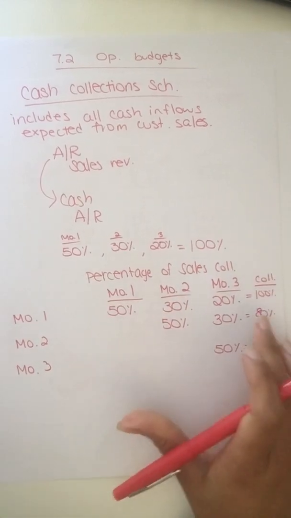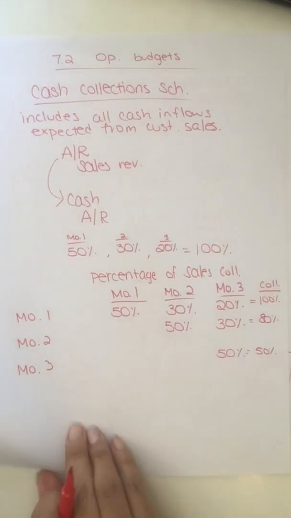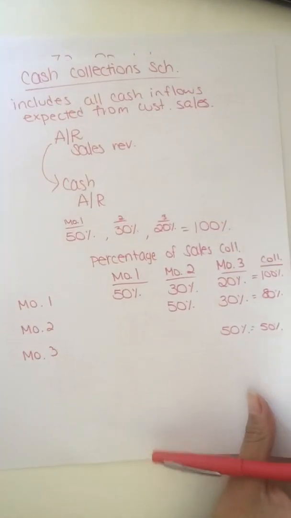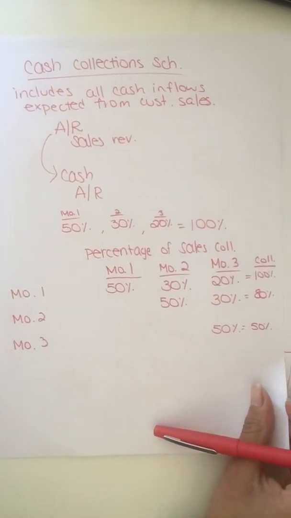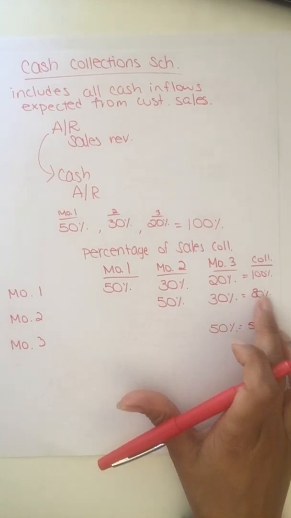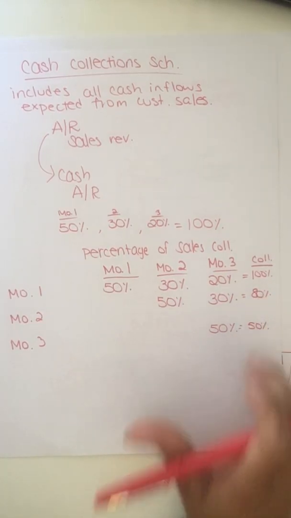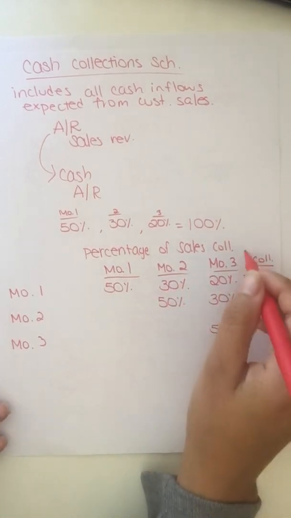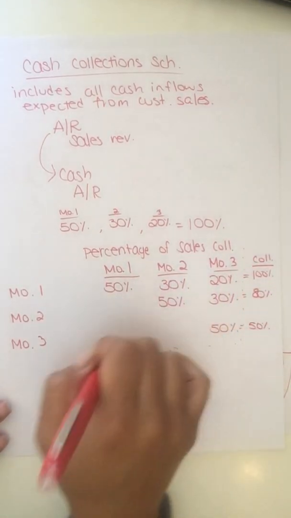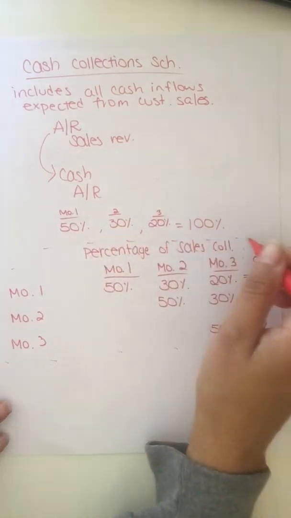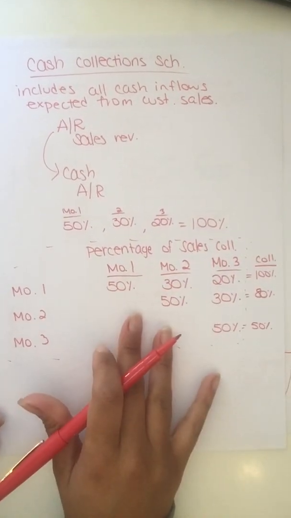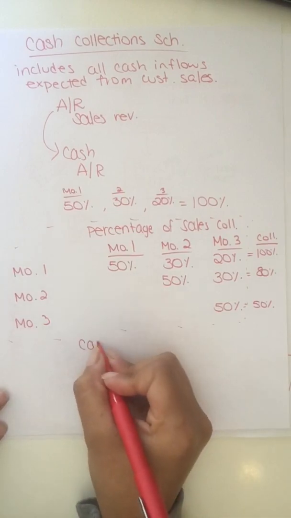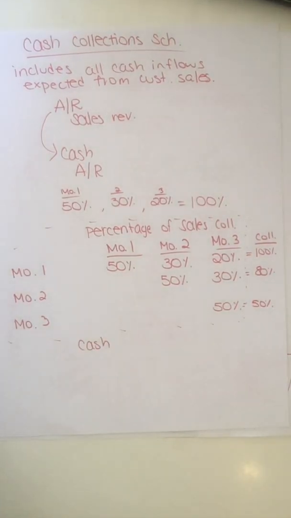Interestingly, this schedule works nicely with the budgeted balance sheet, because anything we haven't collected is still going to be accounts receivable. So we would still have 20% accounts receivable here, and 50% accounts receivable here. But for our cash collections schedule, we're just going to focus on what we are collecting. Right now it's percentages, so then we're going to quantify it.